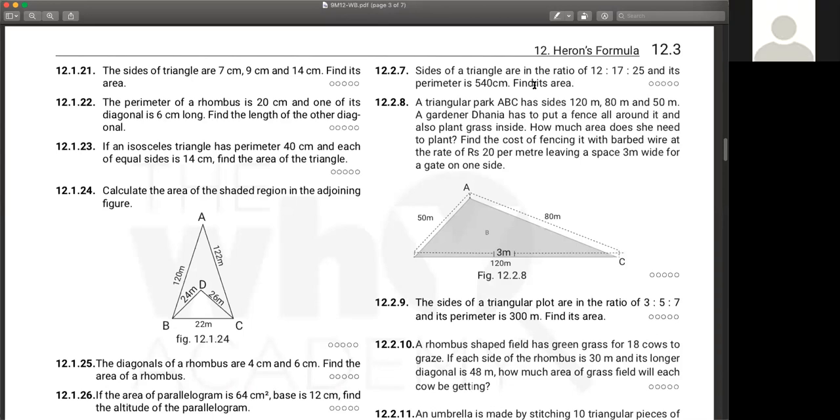So 12x plus 17x plus 25x is equal to 540. Yes, absolutely. So whenever you're given a ratio, assume that the common factor is x. Then you'll get the sides as 12x, 17x and 25x. So perimeter 12x plus 17x plus 25x is equal to 540 centimeters.